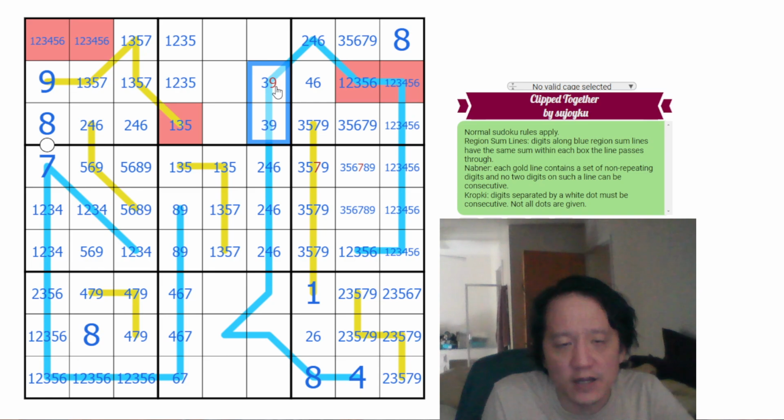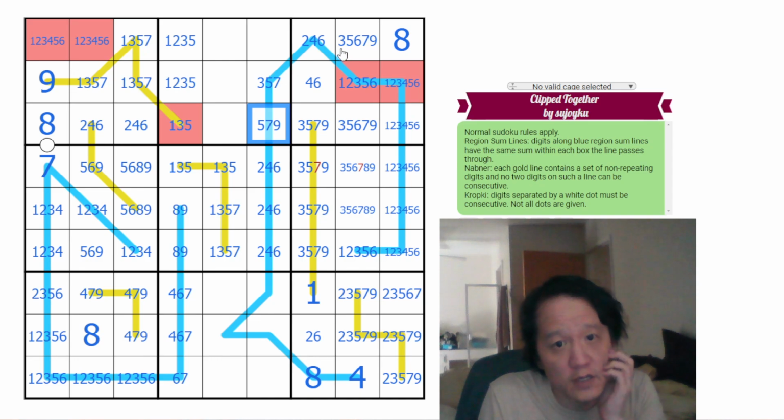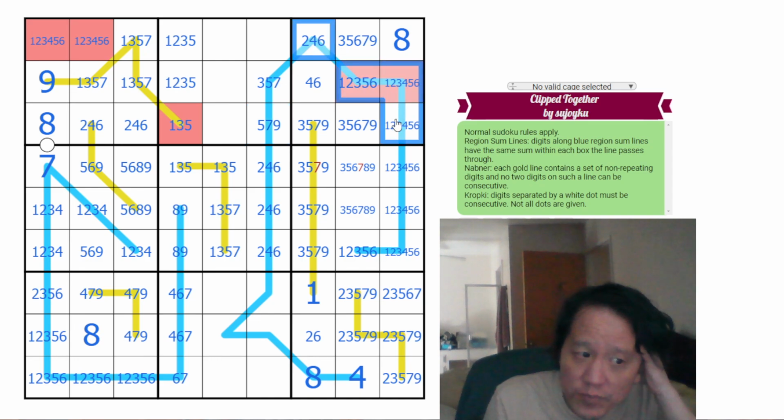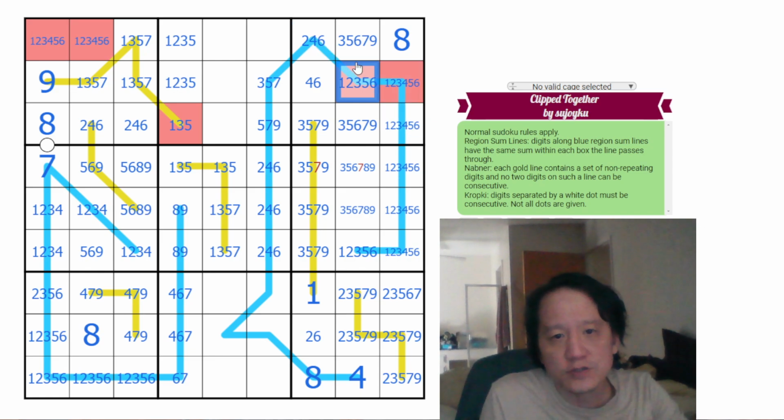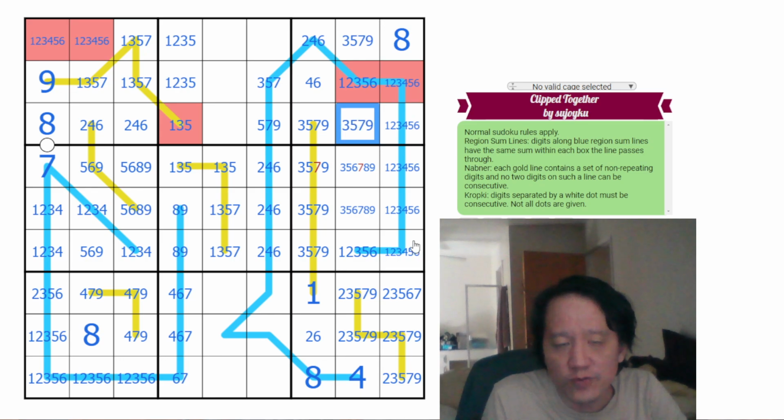Could be 3, 9, or 5, 7. So this can't be 9, which means that can't be 3. This is 12. So this is 4 or 6. And this also has to be 4 or 6 because it's either 1, 2, 3, 6 or 1, 2, 4, 5. So this cannot be 4 or 6. We know the 4 is over here, so this can't be 4. This can't be 7. No 7.